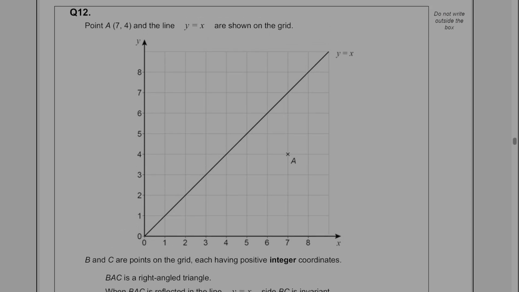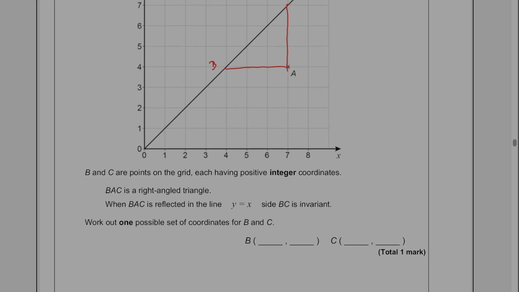Okay, I will go for the very most obvious first of all. So we could have B and C there. It doesn't really matter which way around. So that's going to be (4, 4) and (7, 7). And we could have had those the other way around.